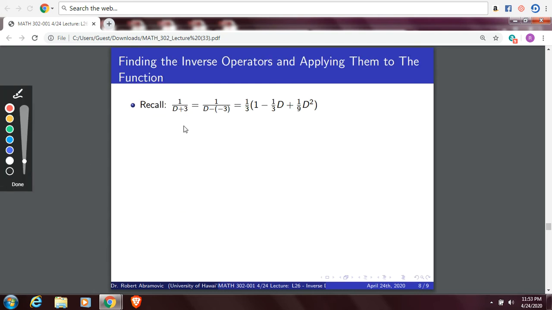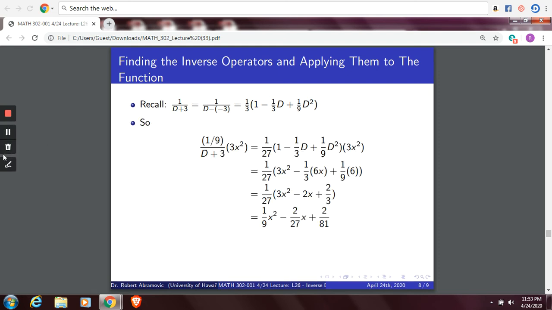So if you recall, 1 over D plus 3 is the same as 1 over D minus negative 3. We had a formula for 1 over D minus a: it's equal to negative 1 over a times 1 plus D over a plus D squared over a squared plus and so on. So here our a is negative 3. That's why this is a negative 1/3 and this is a positive 1/9.